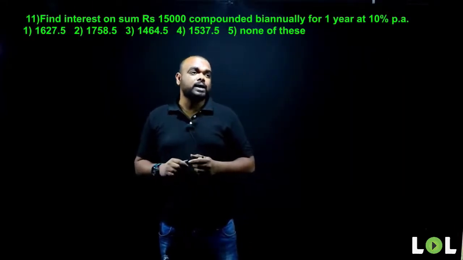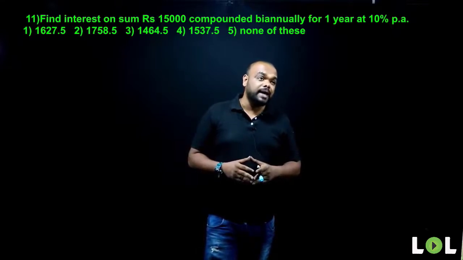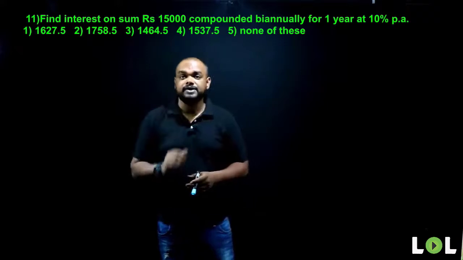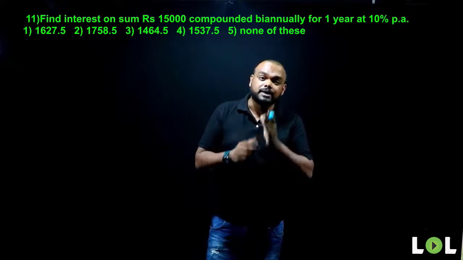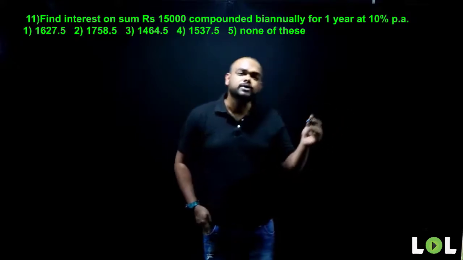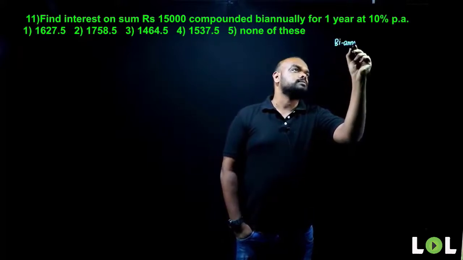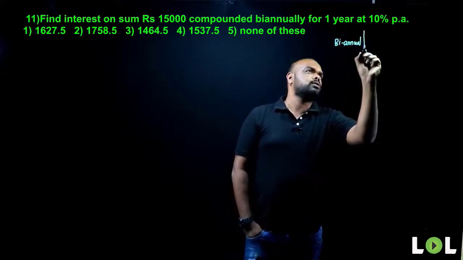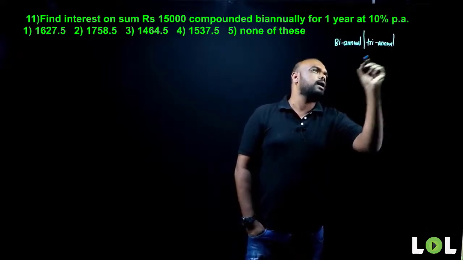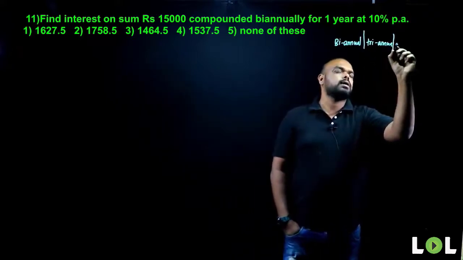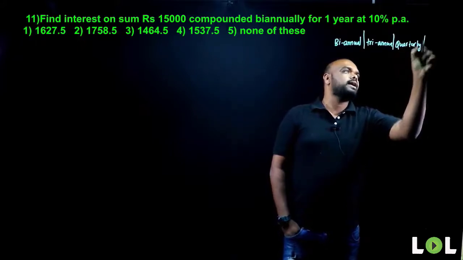Question number 11. What does it say? Find the interest on a sum of rupees 15,000 compounded biannually for 1 year at 10% per annum. Okay, understand this. Biannually, there is a new term. In the previous question, it was annually, but now it is biannually. Now, what all the things you get here? One, you will get it as biannually, or you will get it as triannual, or you will get it as quarterly, or it can be monthly also.